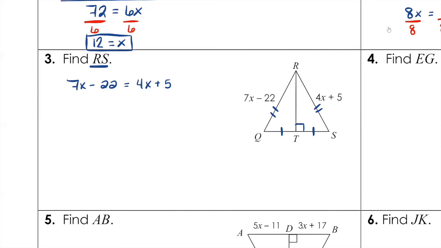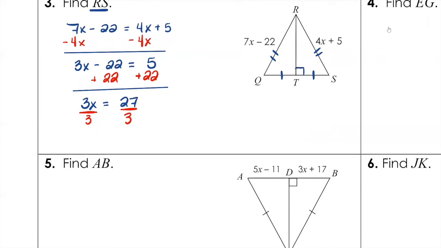We're going to subtract 4x from both sides. 3x minus 22 equals 5. What do you want to do next? We divide both sides by 3, so x equals 9.